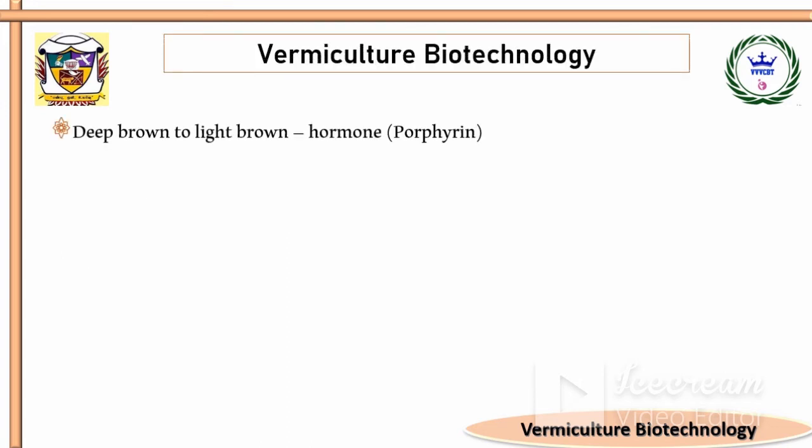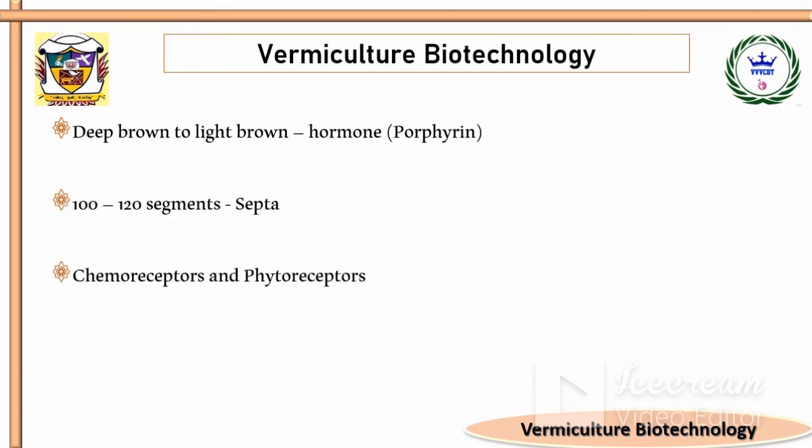They have no eyes. They have chemoreceptors and photoreceptors to sense the environment. The color of earthworm may range from deep brown to light brown. The brown color of the worm is due to the presence of a pigment called porphyrin in the body wall, protecting it from the bright and strong light. The earthworm lacks a distinct head, eyes, and lungs.